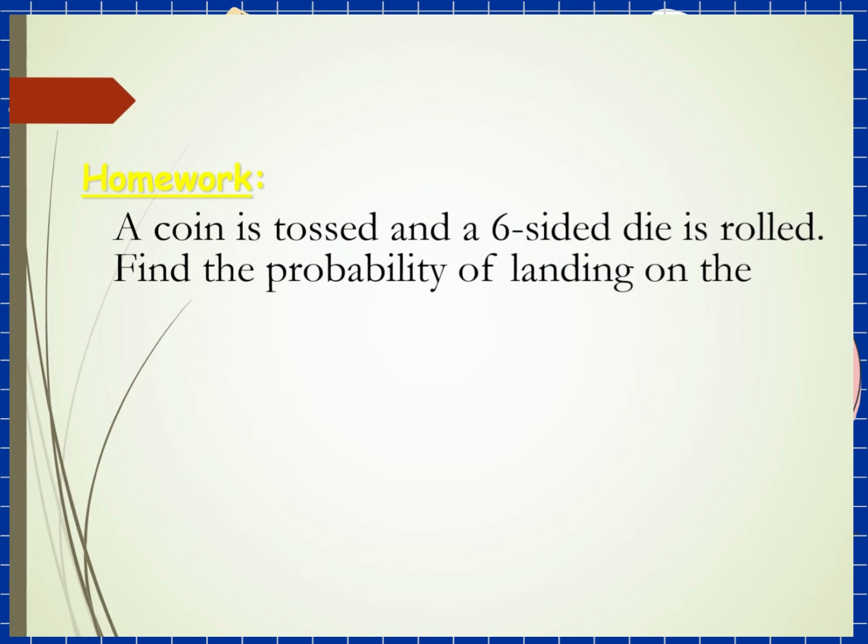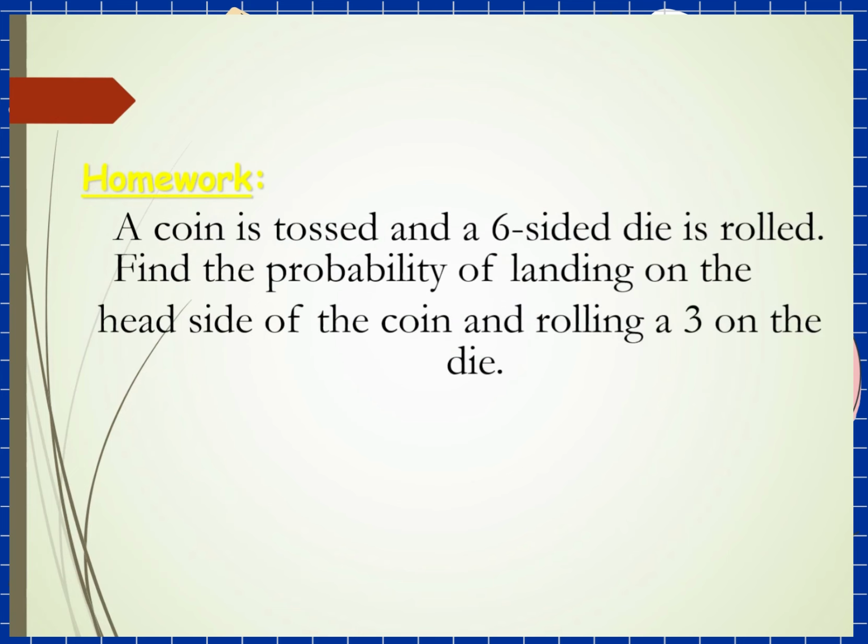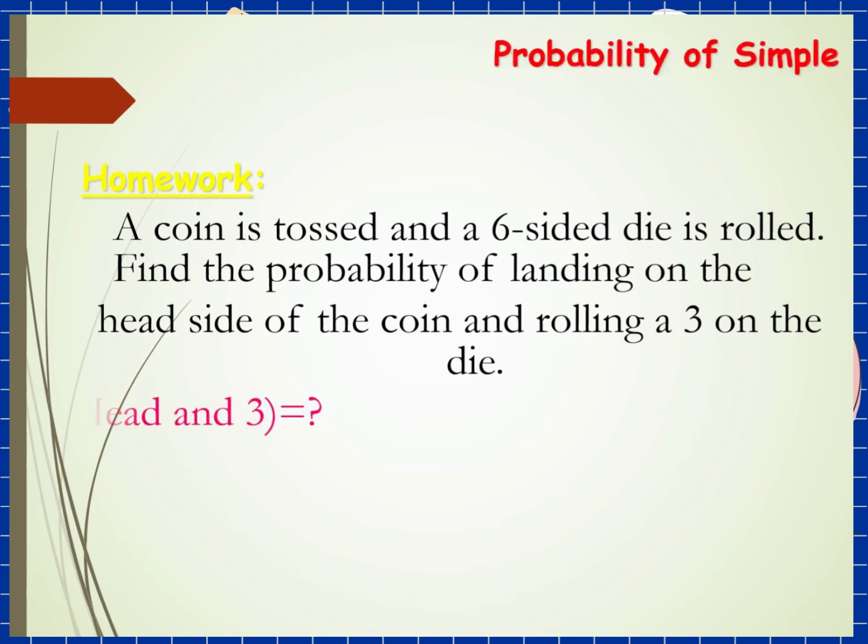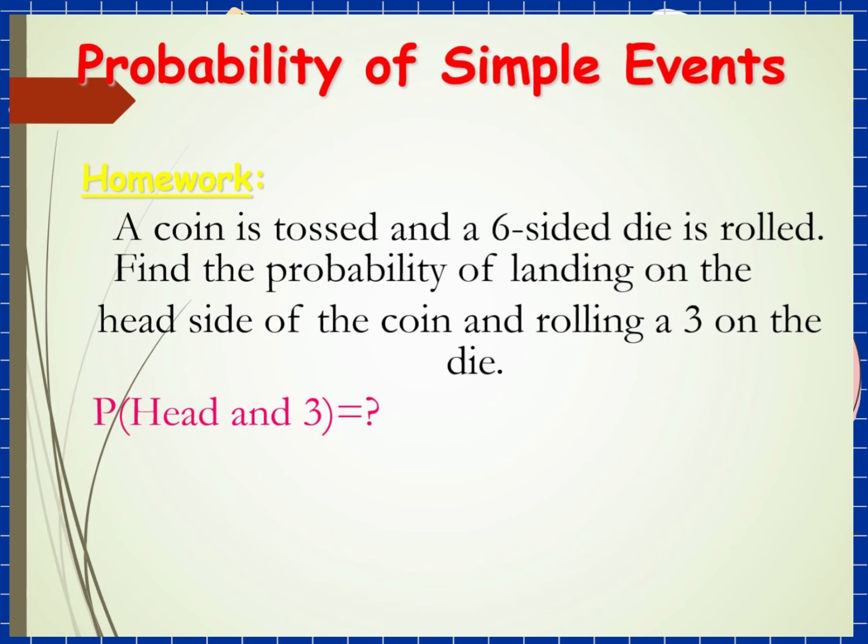Now, for your assignment, we have this problem. A coin is tossed and a 6-sided die is rolled. Find the probability of landing on the head side of the coin and rolling a 3 on the die. So that is the probability of head and 3.